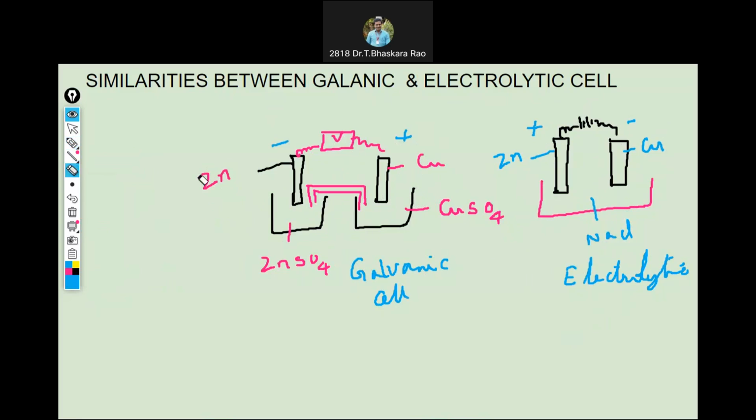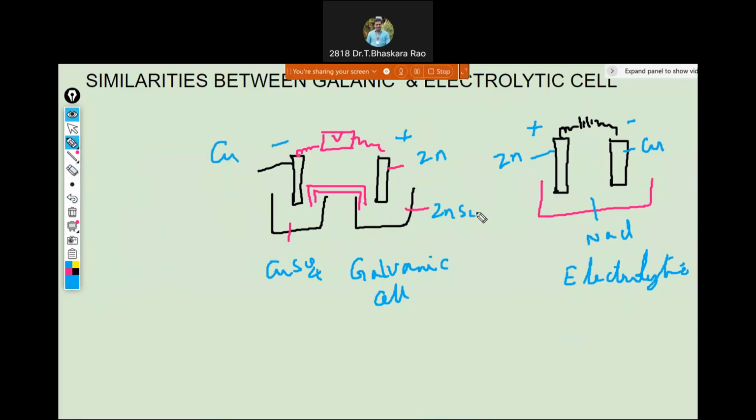One more important point. Here, I am taking zinc as the anode and copper as the cathode. And if I draw the cell diagram in the galvanic cell like this, for example, copper taken as the anode and zinc taken as the cathode, with copper sulfate and zinc sulfate as the electrolytes. Is this the correct diagram? No, this is the wrong diagram. Why? Because, okay, this is about the galvanic cell.